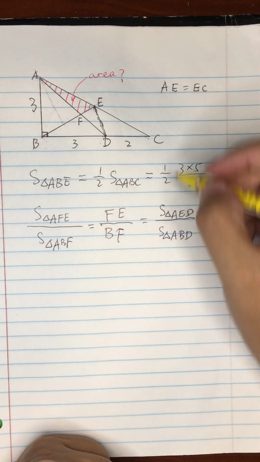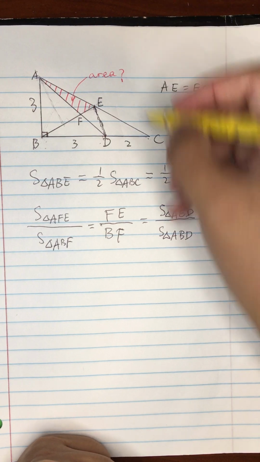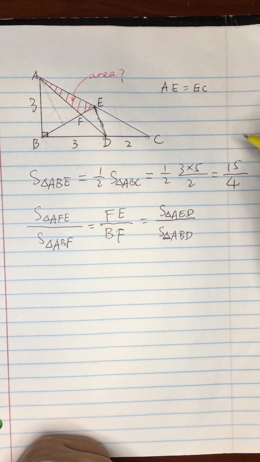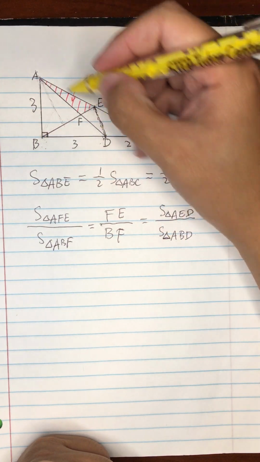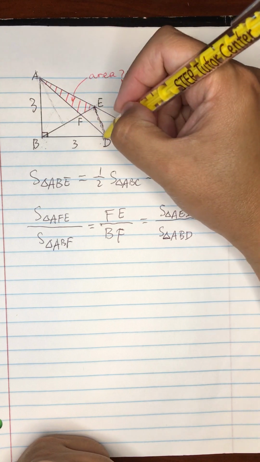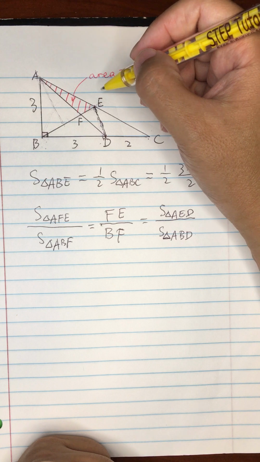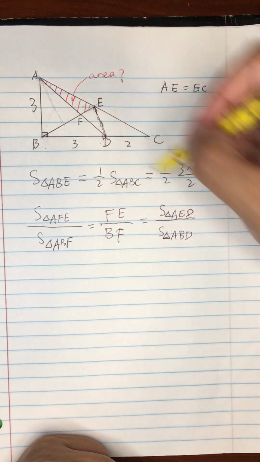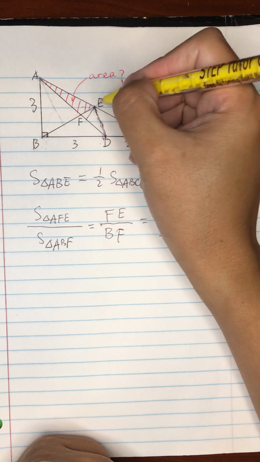If you watched one of my previous videos, you know why it's true, right? Because these two triangles, ADE and ABD, share the same base AD. So AD is shared by these two triangles, and the ratio of the areas is going to be the ratio of the heights. The base is the same.